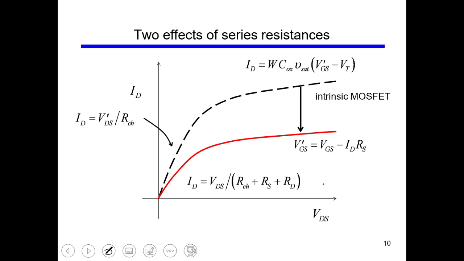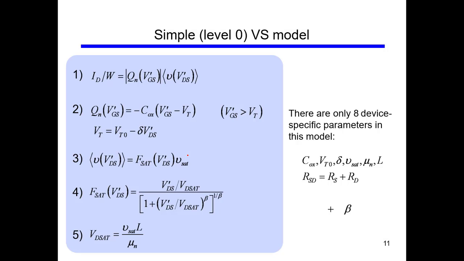So in this way we can accommodate the effect of these two series resistances. And if we plot it, if the black one is the curve for the intrinsic model of MOSFET, then the curve with series resistance drops in all the regions by some factor, and it is below that voltage. So we see that we can include the effect of these parasitic resistances. So this is our virtual source model.